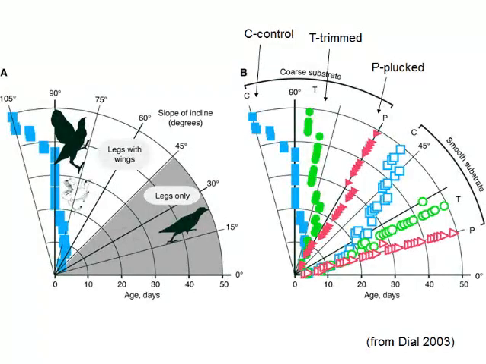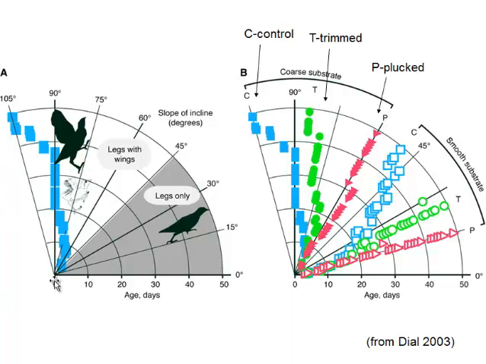What's amazing here is that, this is a cool graph, it shows that when birds are approaching as adults inclines less than 45 degrees, they tend to use their legs only. They'll just walk right up. As soon as you get beyond 45 degrees or so, they're going to begin incorporating wings into the action. They're going to recruit those wings to help pin them against the surface.